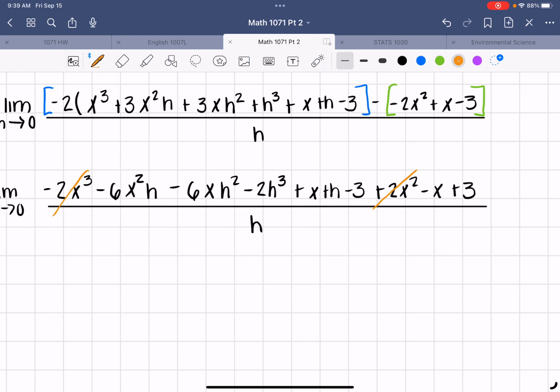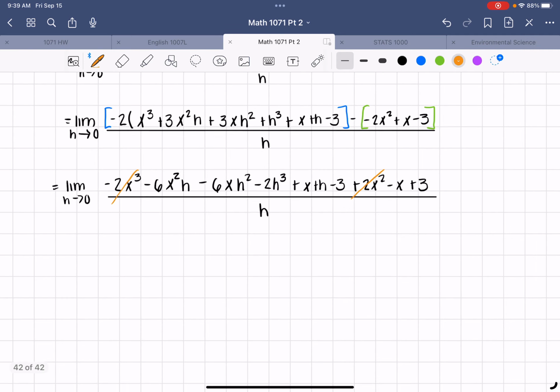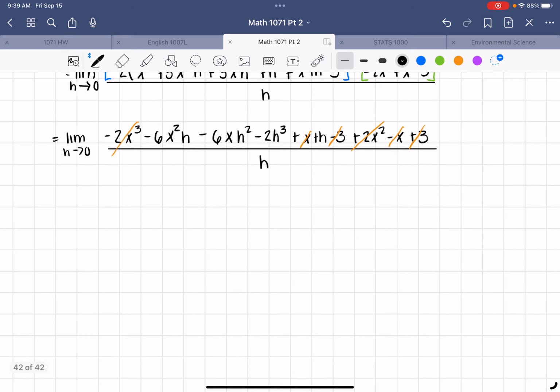I'm going to recopy. -6x squared h minus 6xh squared minus 2h cubed all over h. And maybe you could do this step in your head, you're welcome to. You got 3 terms. Take out the common factors. This is the limit as h goes to 0 of. Pull out the common factor of h, leaving you a -6x squared minus 6xh minus 2h squared all over h.